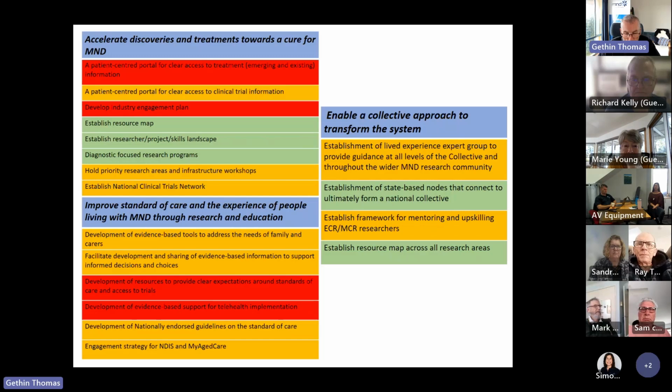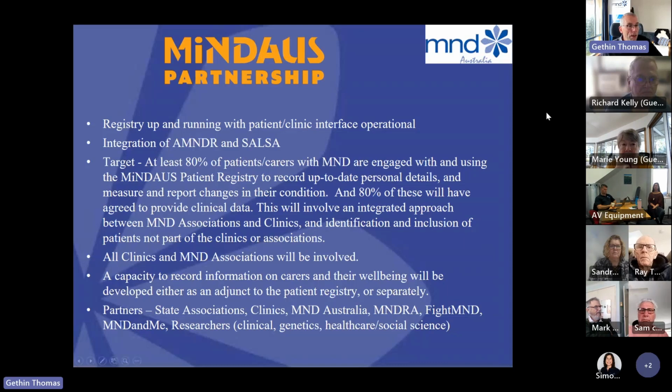And we're also building up a framework to help more junior researchers build up their skills and make sure they want to stay in the MND field and do as well as they possibly can. I mentioned briefly the MND partnership, the MindOz partnership, before.